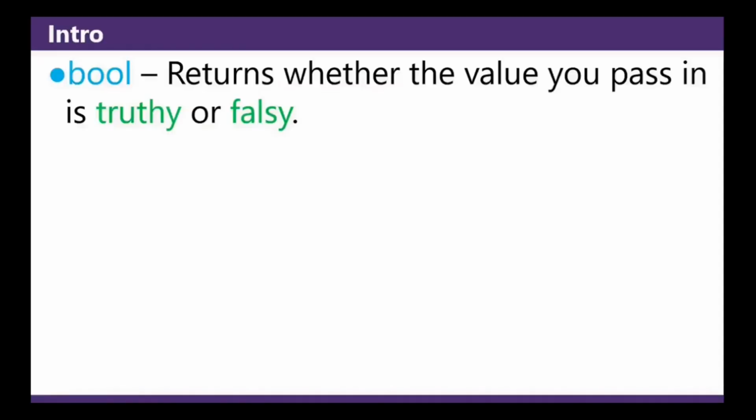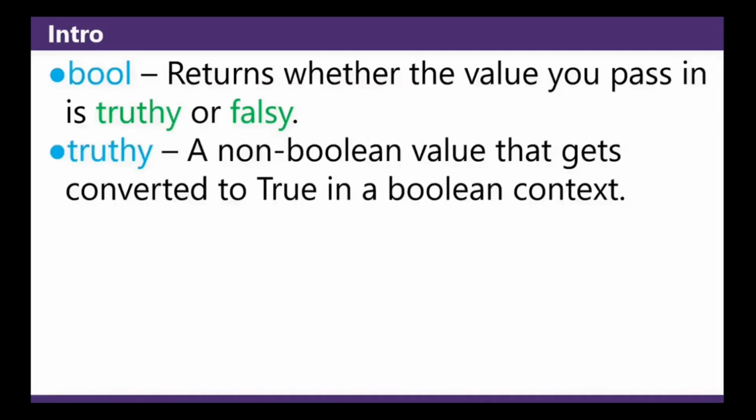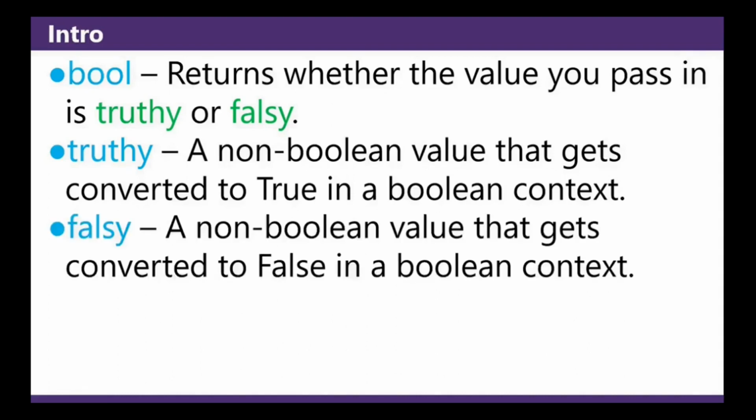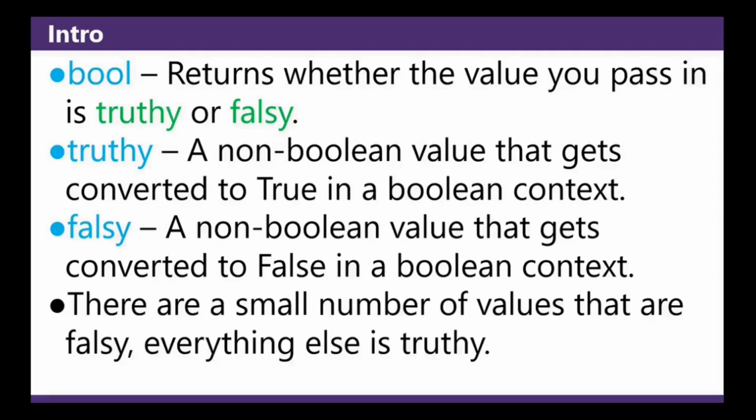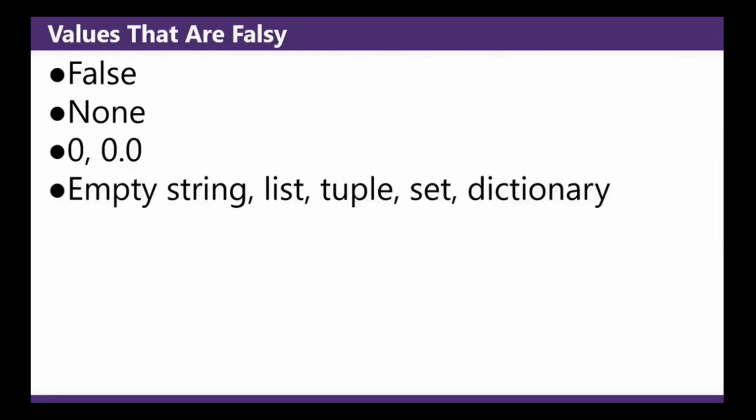Bool returns whether the value you pass in is truthy or falsy. Truthy is where a non-Boolean value gets converted to true in a Boolean context. Falsy, on the other hand, is where a non-Boolean value gets converted to false in a Boolean context. There are a small number of values that are falsy, everything else is truthy. The values that are falsy include false, none, 0, 0.0, and empty strings, lists, tuples, sets, and dictionaries.